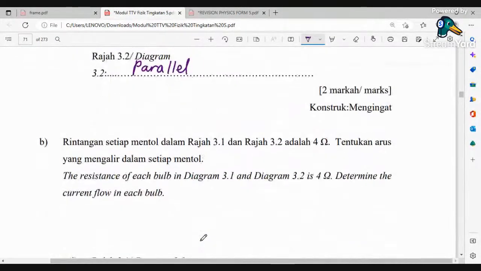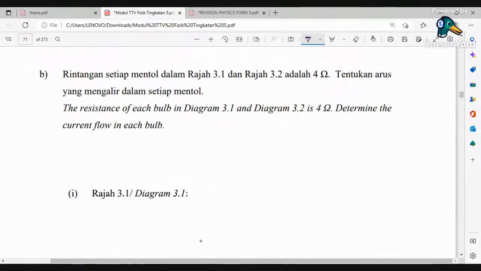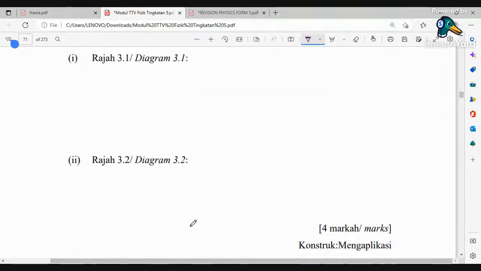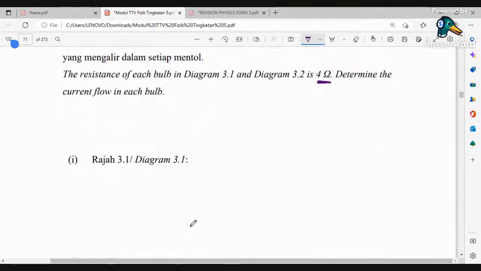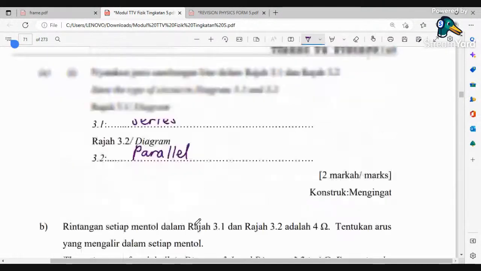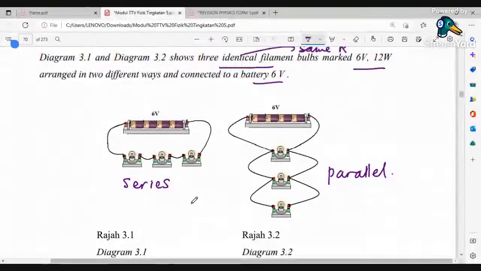Okay, bahagian B, resistance of each bulb 4 ohm. Dia identical tadi kan. Determine current flow in each circuit. Kena cari current untuk diagram 3.1 and 3.2. So means the parallel and the series one. Okay. 3.1 series. So ini semua ialah 4 ohm, 4 ohm, 4 ohm. Ini pun sama. 4 ohm, 4 ohm, 4 ohm.